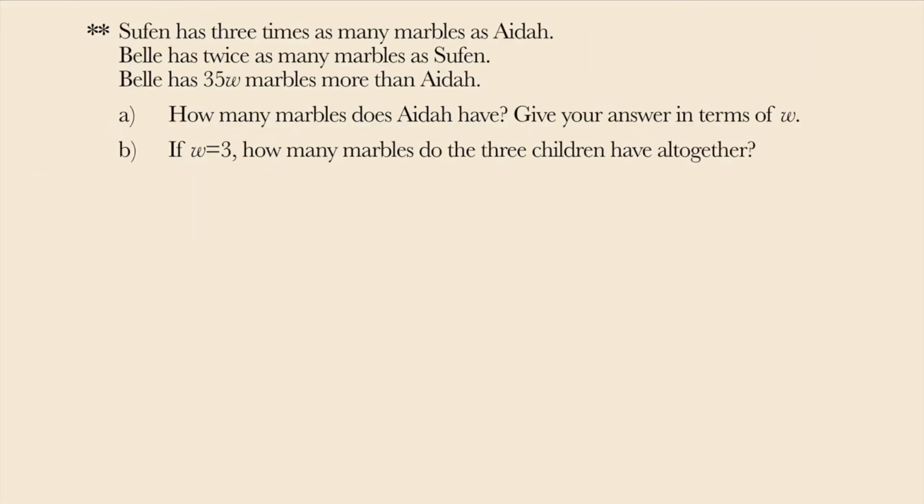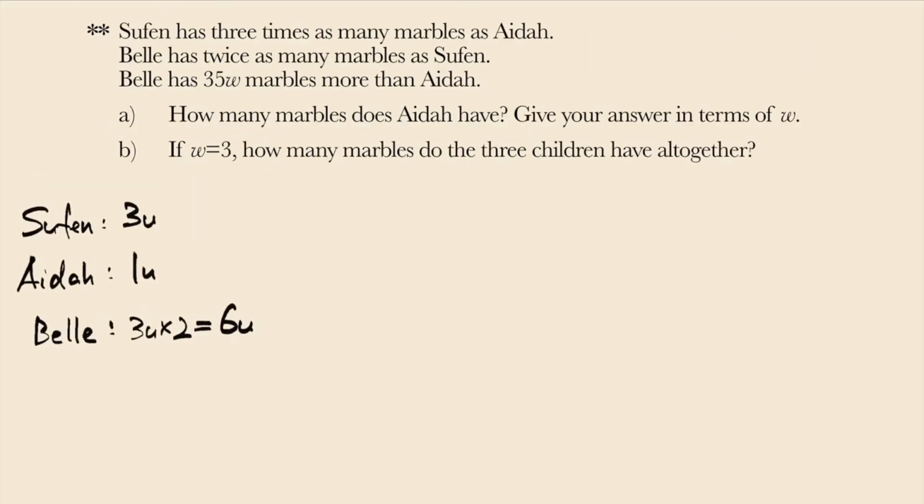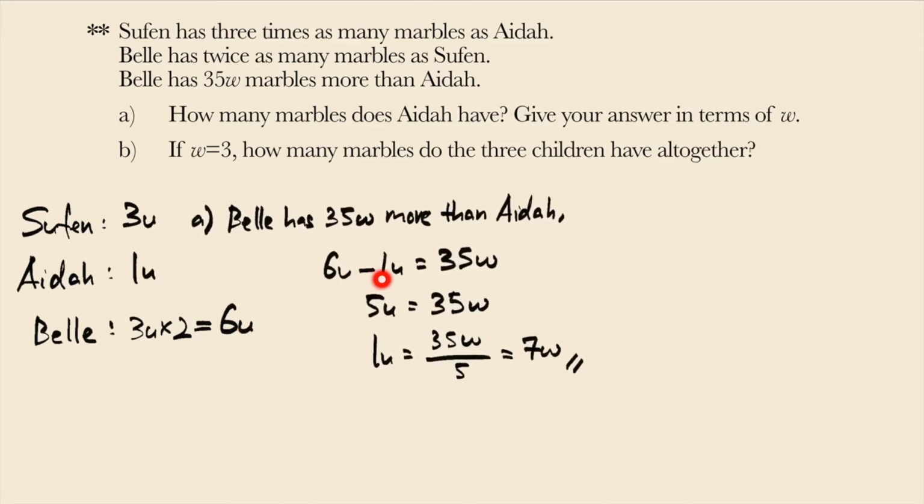Sufen has 3 times as many as Ida, so what I like to do is Sufen has 3 units and Ida has 1 unit. Belle has twice of whatever Sufen has, so that would be 6 units. The difference between Belle and Ida is 35W. So what that means is 6U minus 1U is 35W, 5U is 35W. 1U therefore is 7W. How many marbles does Ida have in terms of W? Hey, that happens to be 1 unit, so 7W is the answer.